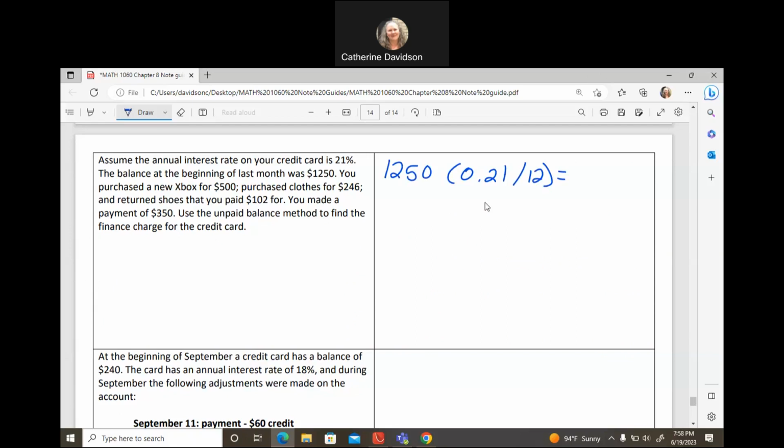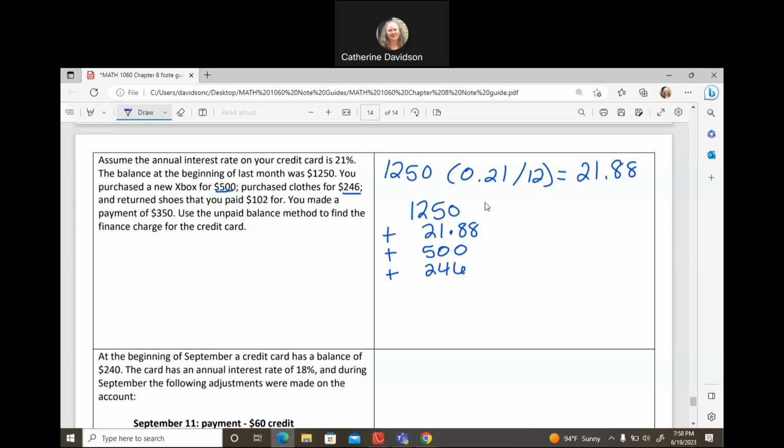Which is $21.88 when I round to the nearest cent. All right, our balance was $12.50. What is the finance charge due to the balance? It increases the balance. All right, then you purchase a new Xbox for $500. What does that do to the balance? It increases it. You purchase clothes for $246. What does that do? Increases it.